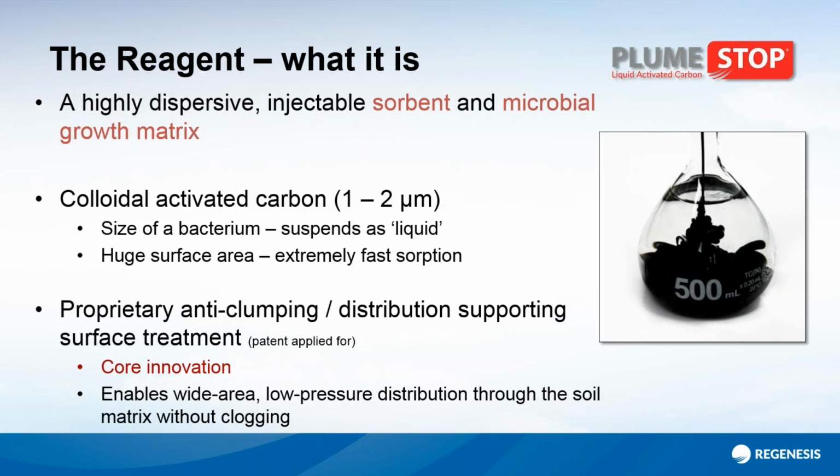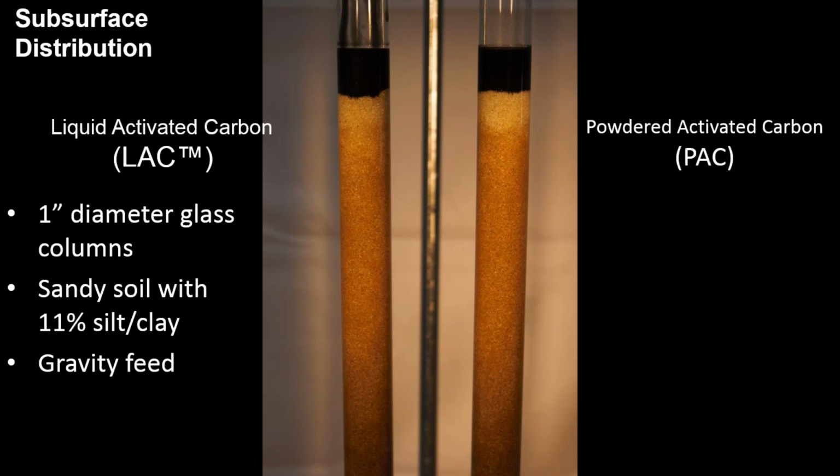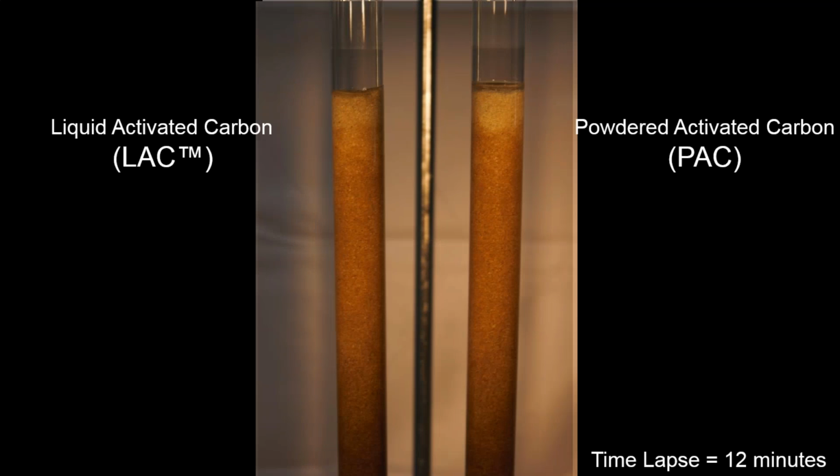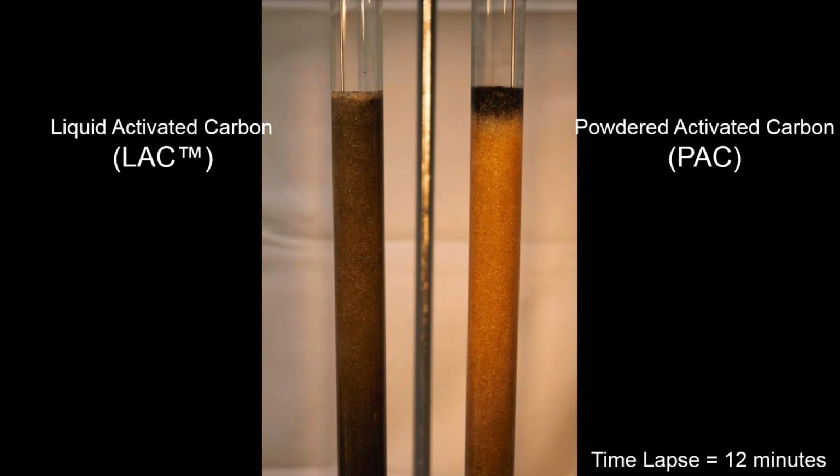So in essence, what we're doing is we're painting the subsurface with this very, very thin layer of PlumeStop. So this is an important feature, and the ability to disperse and move the PlumeStop, or this liquid activated carbon, through the subsurface is really important. And just to be able to provide a visual, I just want to show this, and you can see that when you compare this to a powdered activated carbon, that's not going to move, but the liquid activated carbon is something that moves readily through the subsurface.